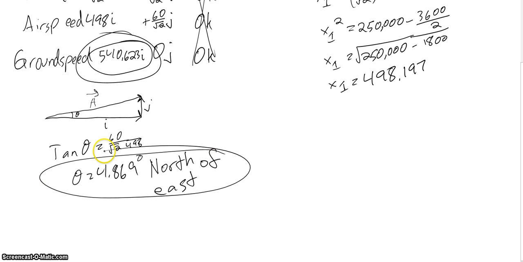So your answer for problem number 14 of section 13.2, the ground speed is 541 kilometers per hour, and the direction is 4.869 degrees north of east.